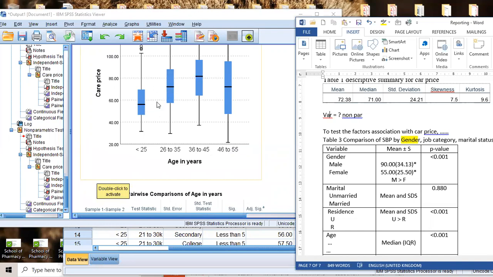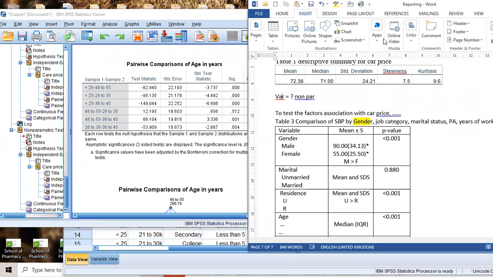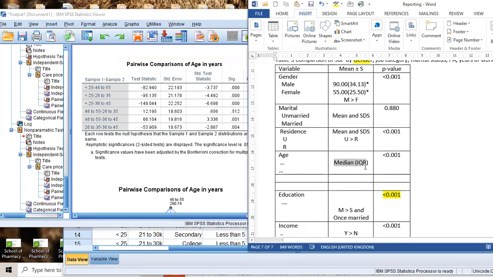Otherwise, these two, are they different? Yes, these two are different, and the implied other way. There's no difference between this group and this group. Other than that, all pairwise differ. There's no difference here. Otherwise, all other pairs are different, right? Yes. That will show how it works in the median values.